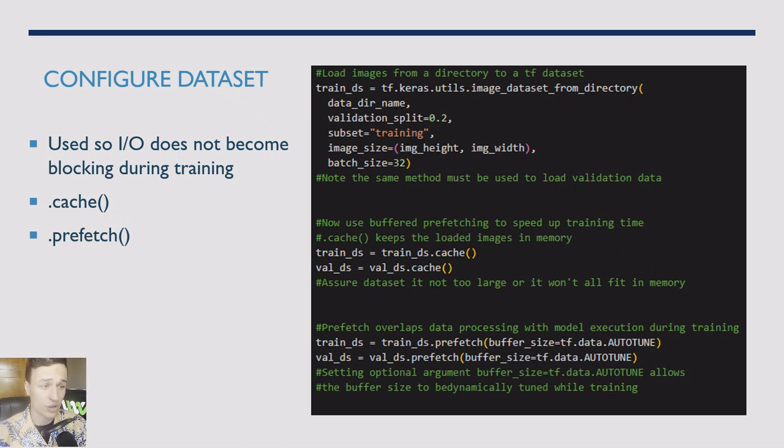The .cache method is used to keep the loaded images in memory after the first epoch. This assures that during your training, datasets will remain inside the memory and will not constantly need to be reloaded each epoch. However, this is with the assumption that your dataset is not too large. Otherwise, not all of it will be able to fit into memory.